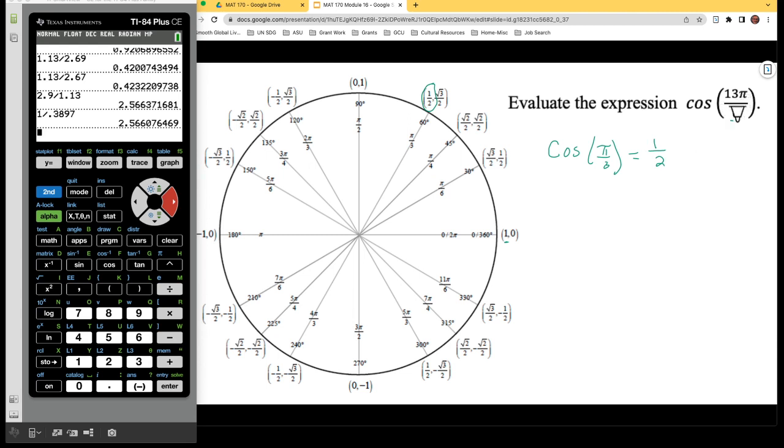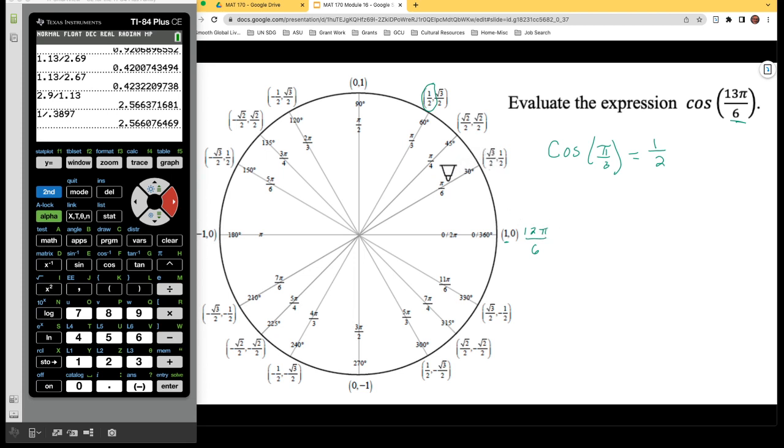Now let's return to where 13 pi over 6 is. In the previous lesson we talked about coterminal angles. What you might have recognized is this is 11 pi over 6, and this is another pi over 6. So this is actually 12 pi over 6. 2 pi is 12 pi over 6, because 12 divided by 6 is 2. It's another way to write 2 pi.